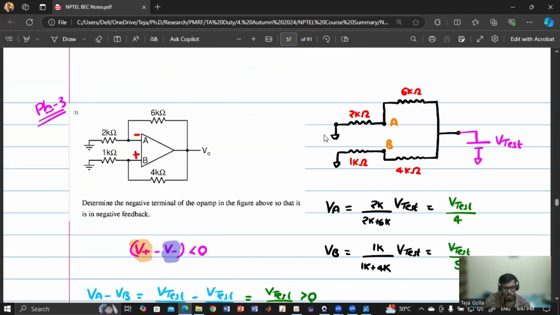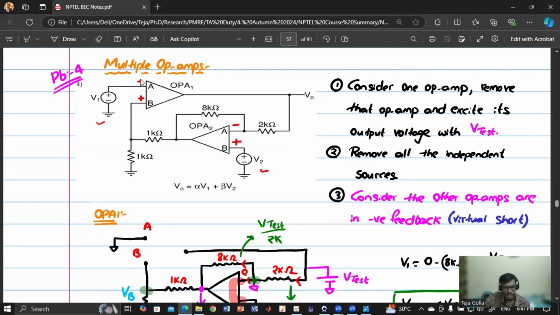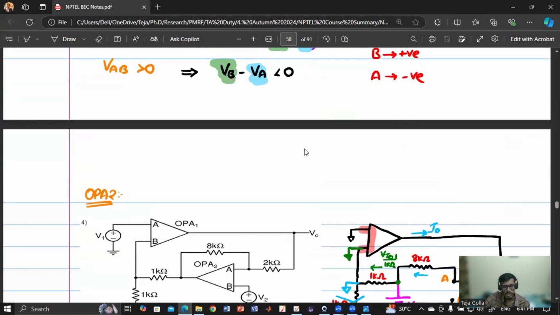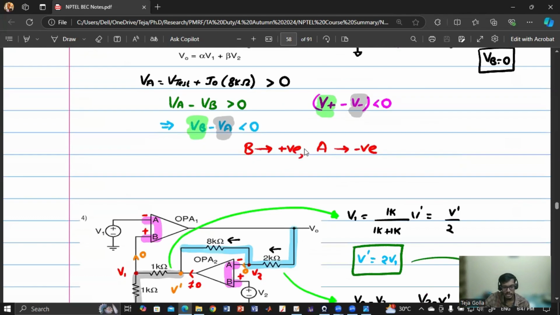And we have solved many problems on that to check whether it is in negative feedback or not. And we have also seen, if there are multiple op-amps, how to determine. First, we'll calculate the terminals of one op-amp, and then we'll calculate the terminals of the other op-amp. By following the same procedure, we'll give a test voltage, and then we'll see whether V positive terminal minus V negative terminal is coming less than 0 or not.